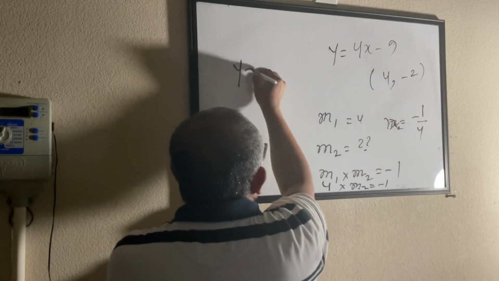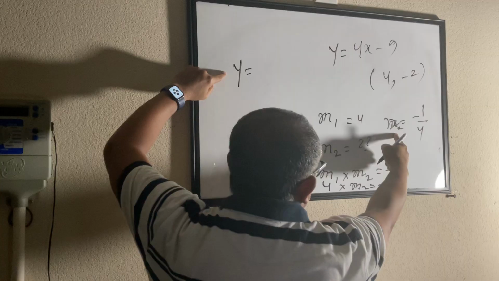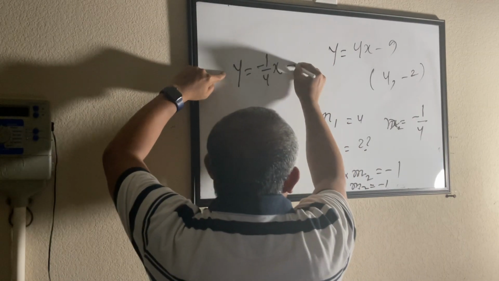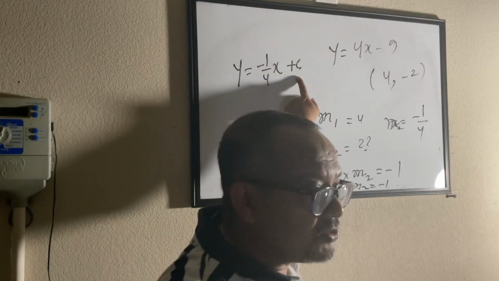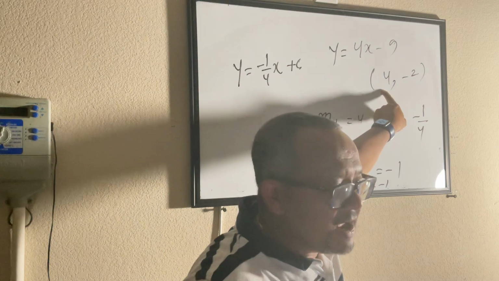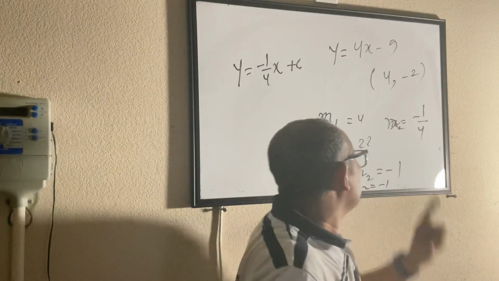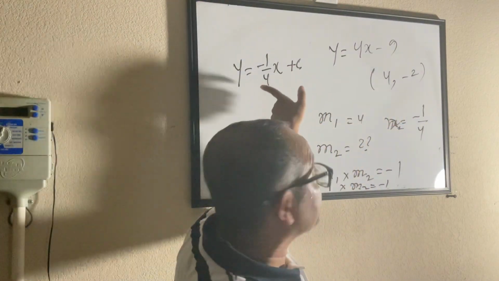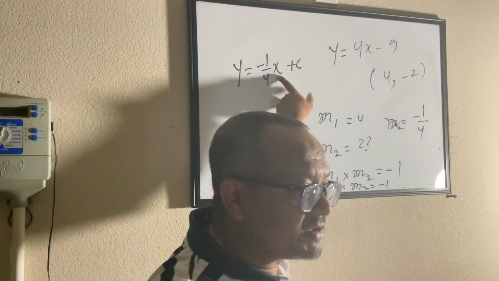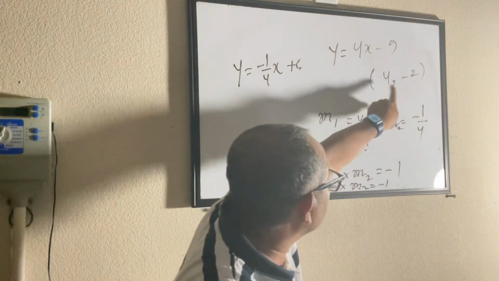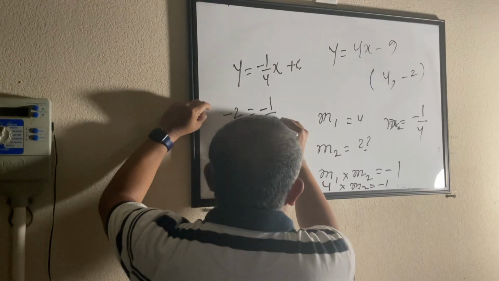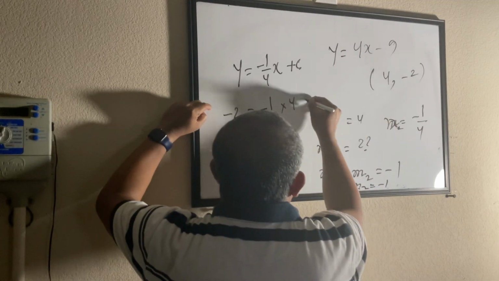Now you will say okay, why? This equation is y equal to m2, which is minus 1 over 4, x plus c. But c is still unknown. Good thing is, you know that this line passes through this point. And if a line passes through a point, that means that point will abide by the contract of this line. So x and y value of this point will satisfy this condition as well. Let's put the value of x and y. So y is minus 2 equal to minus 1 over 4 into x, which is 4, plus c.